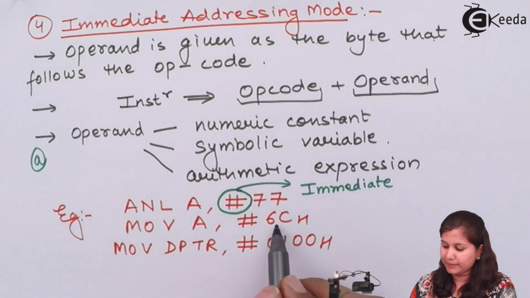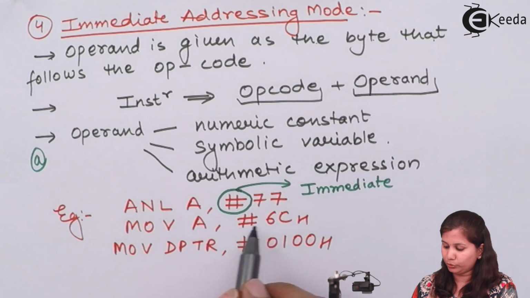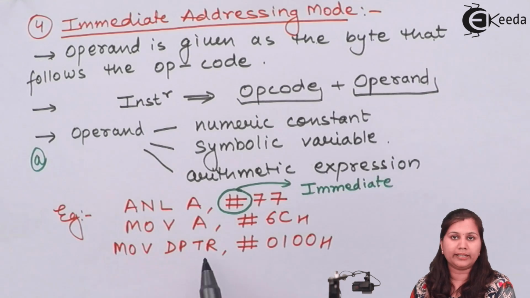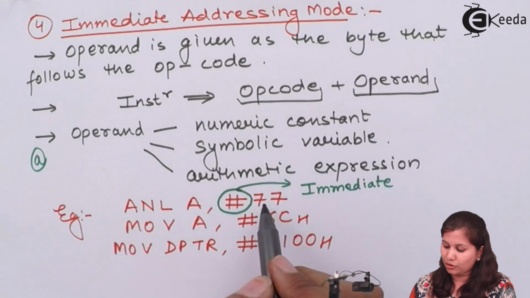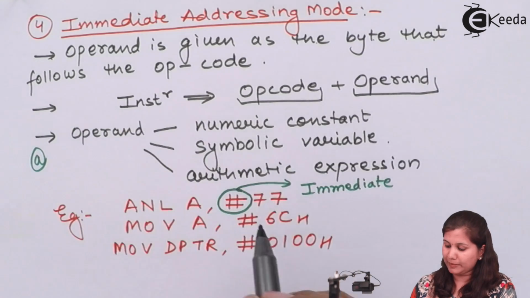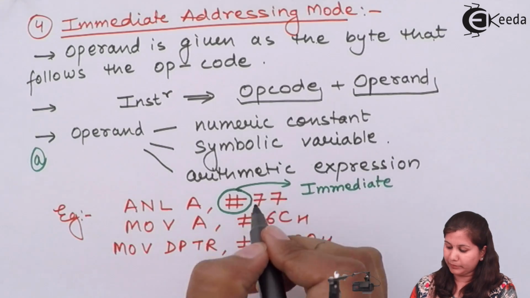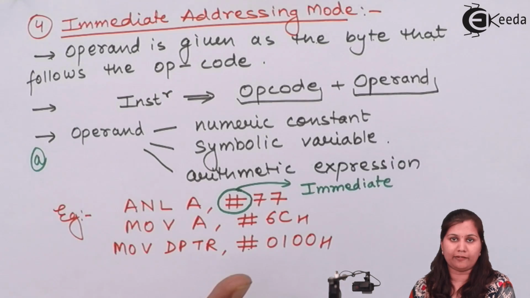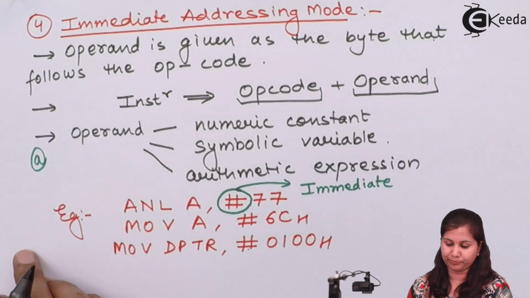Here this number 6C is moved, transferred, copied into the accumulator. Here this 16-bit number 0100 will be loaded into the data pointer register. So here the data, that is the operand, is directly specified in the instruction itself. It is the operand, meaning the second byte of the instruction is the operand itself. So that is the type of immediate addressing mode.